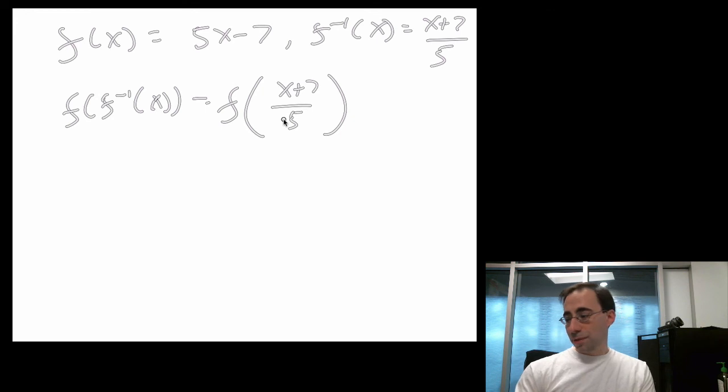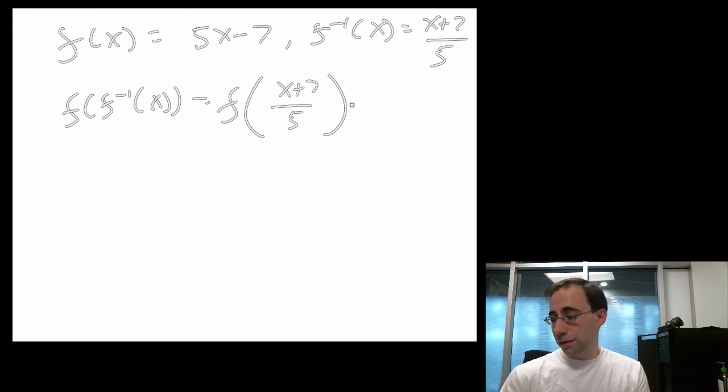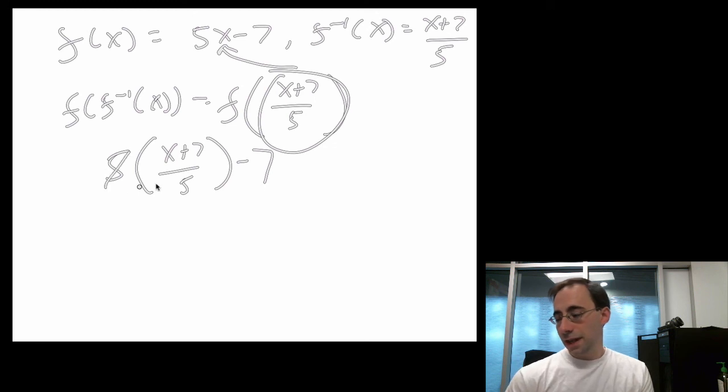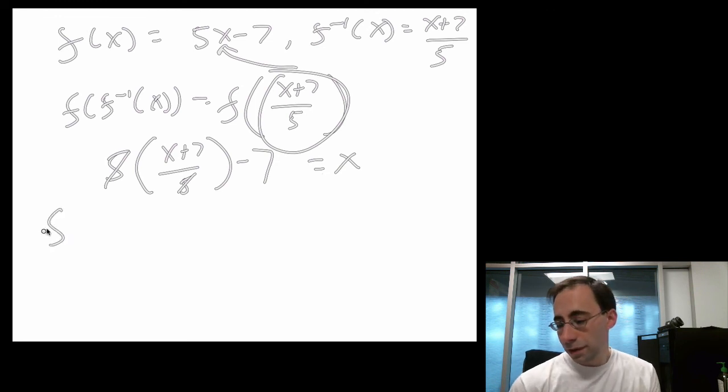How do I compute that? Well, we plug this thing into the argument in f, so this whole thing gets plugged into there. So we have 5 times x plus 7 over 5, minus 7. The 5's cancel. You get x plus 7 minus 7. That equals x. So that works. We can do the reverse now.